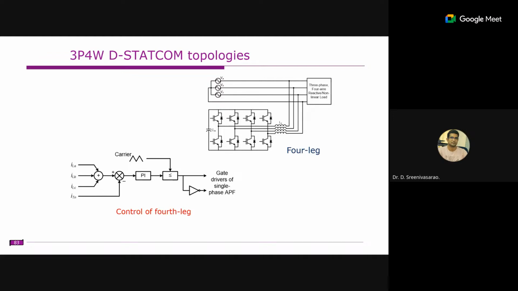So this is how the fourth leg is controlled, and we will add all this, so that gives you the neutral current. And this is the neutral current of this one, and we'll compare this one, and we have some simple PI controller, and this is compared with some carrier, right? And based on that, it will generate the firing signal for this switch as well as this switch. It is simple. So this is the current control method. What we see here is the triangle carrier current control method. Similarly, we can also use the hysteresis current control method.